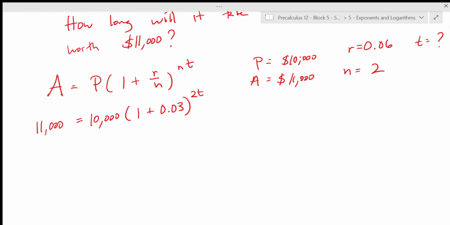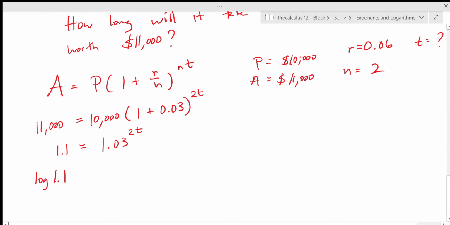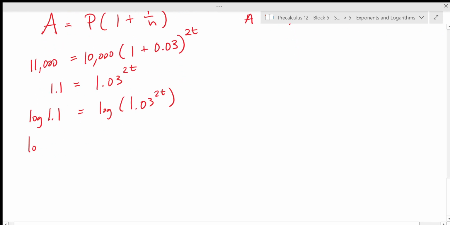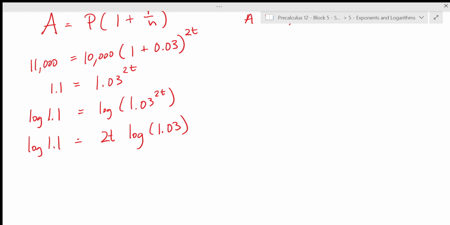So I get 11,000 divided by 10,000, which is 1.1, equals 1.03 to the 2t. Now I'm going to do what I did with the last one, and I'm going to take the log of both sides. So log 1.1 equals log 1.03 to the 2t. Now we can bring that exponent down using our log rule for exponents. We get log 1.1 equals 2t times log 1.03. And no, you don't have to show both of those individual steps every time. If you have the hang of it, that's fine.